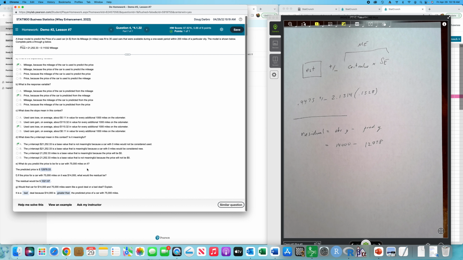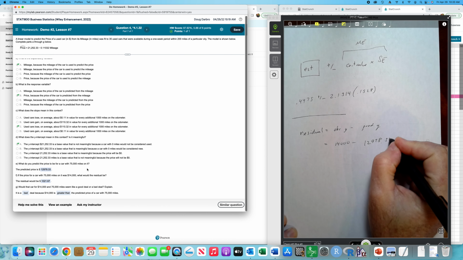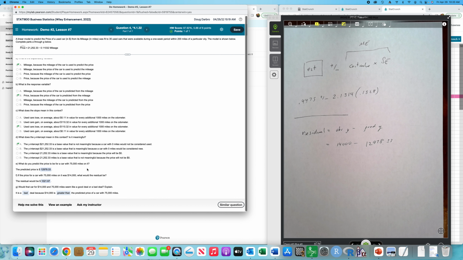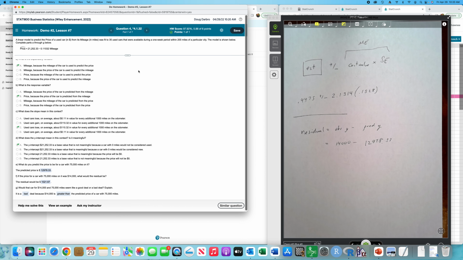and I get, well, I used the 12,978. Let me put that. And I got 1,021.67. So what's happening is the car is actually selling higher than it was predicted to sell based on the mileage. Okay, so I think this is a bad deal because the observed is greater than what we predicted it to be based on mileage alone. Now we all know that there are more variables in predicting, explaining the price of a used car, you know, the shape and the color and the interior and, you know, all these different things. So you can tell I've never sold cars.